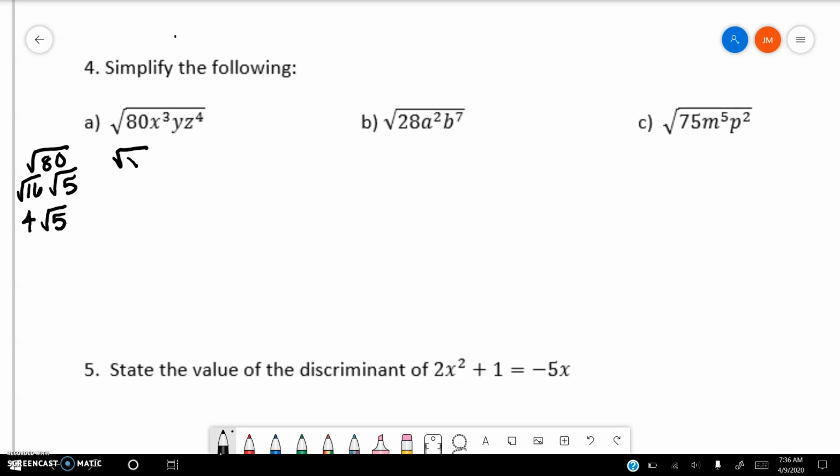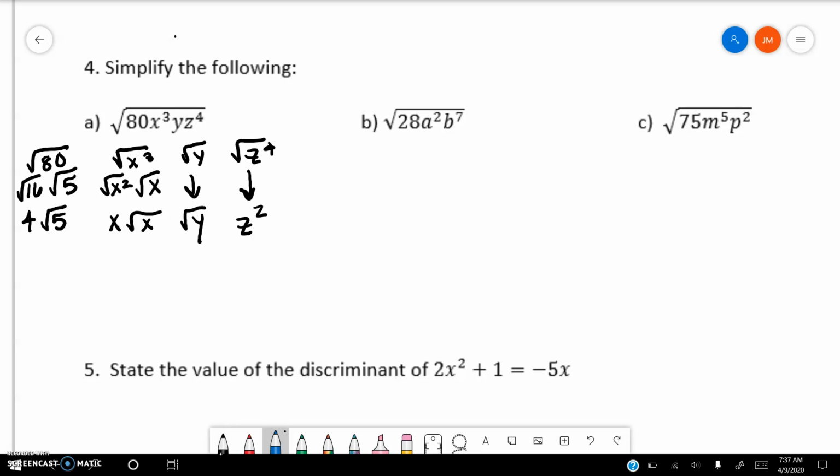For the x to the third, this is where we wanted it in pairs. So we would split it up, and we had an x squared and an x, because if you add these together, you would get back to that x to the third. The square root of x squared just becomes an x, and the square root of x stays underneath. Now we have square root of y. We can't do anything with that, so we just bring it down. And then we have a z to the fourth, and remember, for your even exponents, we just cut those in half. So z to the fourth becomes z squared, and it's no longer under a square root.